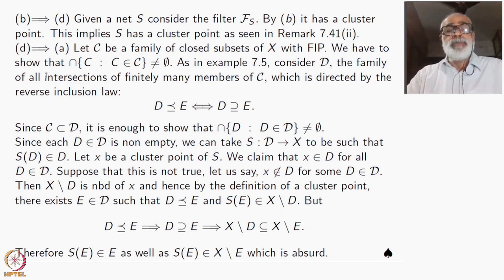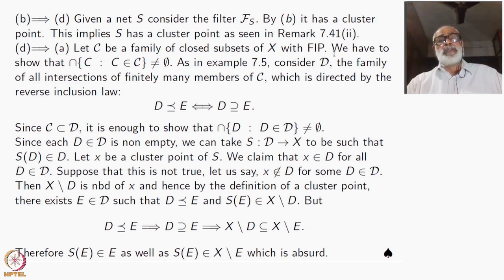Okay, so this way I am saving time. Instead of proving B implies A and then D implies A, B implies D is very easily done. So for D implies A, I have to start with a family C of closed subsets of X with the finite intersection property. We have to show that the entire intersection of members of C, all of them taken together, is non-empty. That is the equivalent statement for compactness, right?